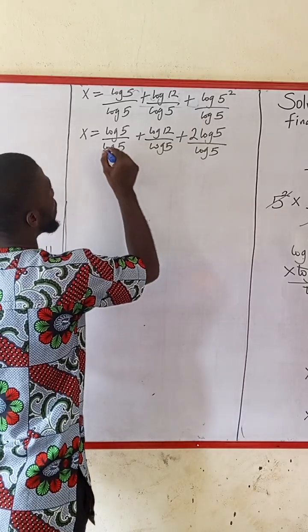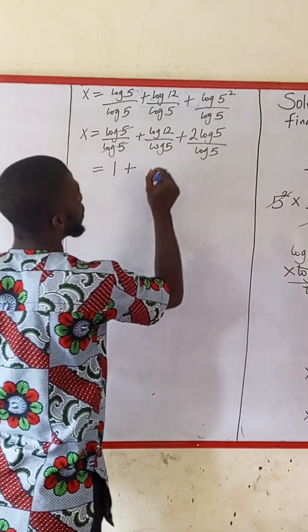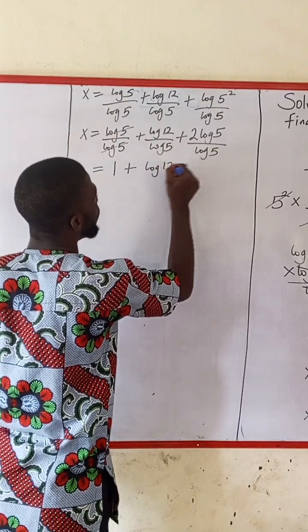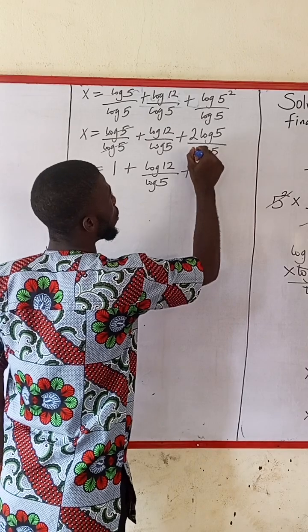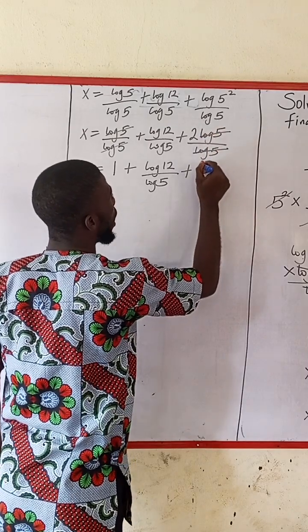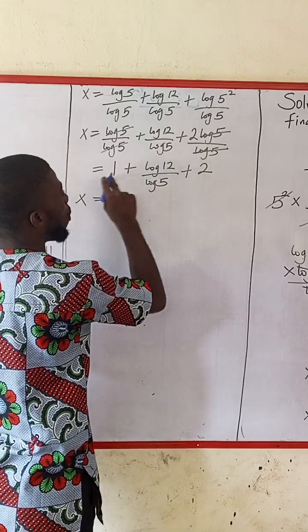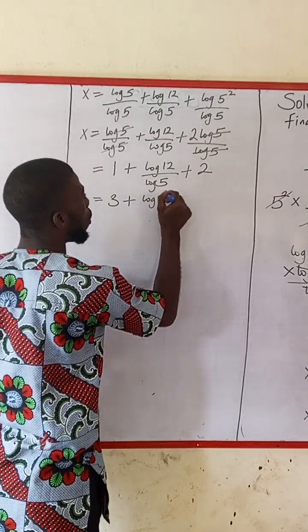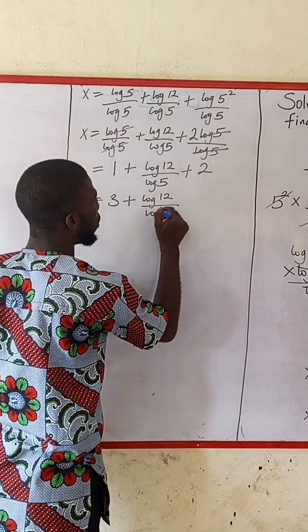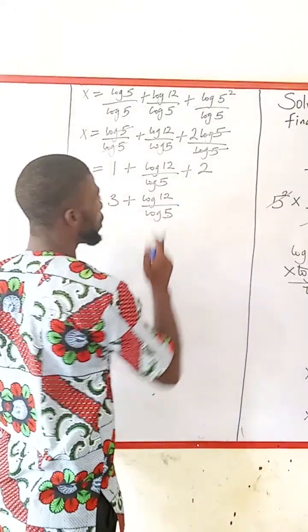So we can start dividing out. Log 5 will cancel log 5. We'll have 1 plus log 12 over log 5 plus log 5 will also cancel log 5. We are having 2. We can now say that s is equal to 1 plus 2, which gives us 3, plus log 12 over log 5. So I can use change of base.